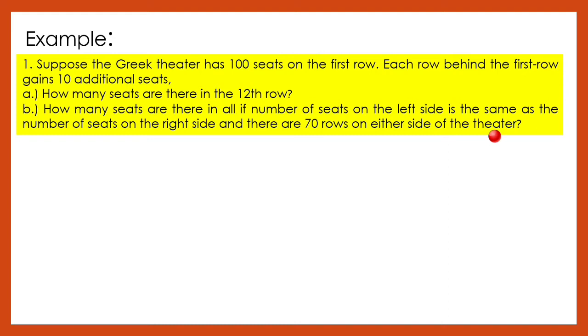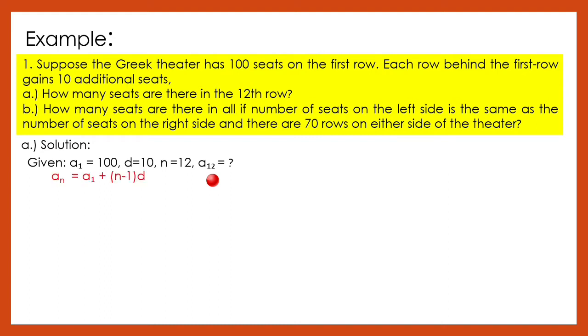So, para makuha natin yung answer, let's first find the given. Ang a sub 1 natin is 100. Ang first term natin is 100. Ang common difference natin is 10 dahil dito sa gains 10 additional seats. Ang number of terms natin is 12 because we want the seats in the 12th row. Ang hinahanap is the 12th term. Ilang seats ang nandoon sa 12th row.